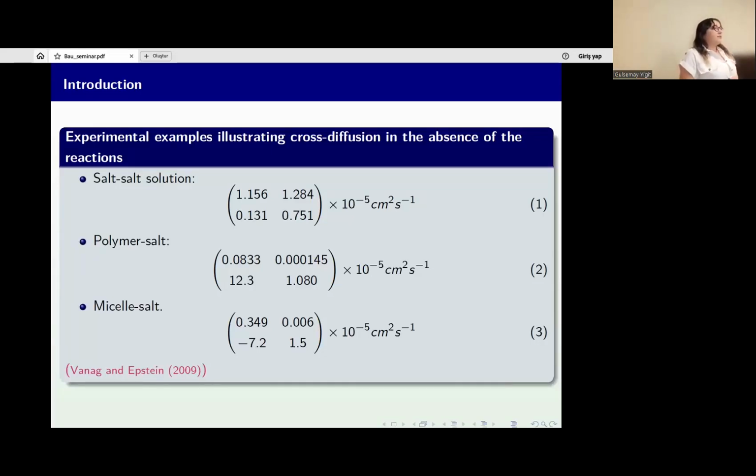So here are some examples without reactions. We see three 2x2 matrices. These are the diffusion matrices, all of them. Our self-diffusion coefficients sit on the diagonal entries, whereas our cross-diffusion coefficients sit on the off-diagonal entries. If you look at the first experiment, the cell-cell solution, we have some reasonable rates compared to each other. I'll tell you the relationship between these four coefficients a little bit later in mathematical form.